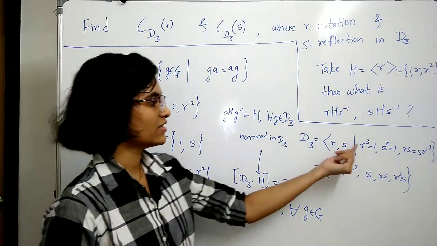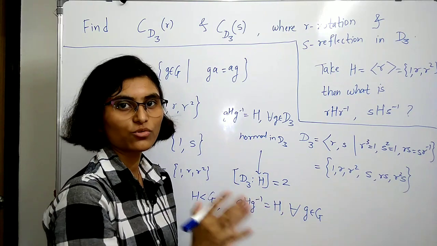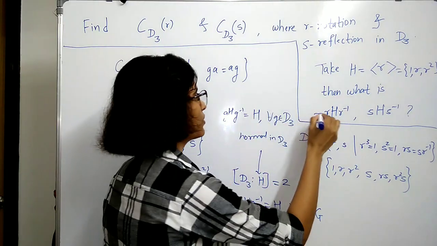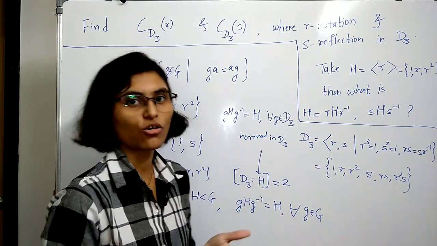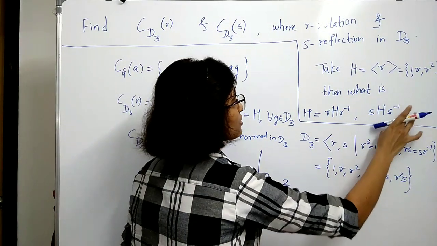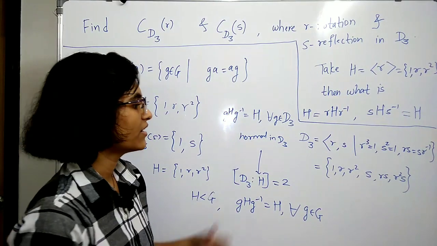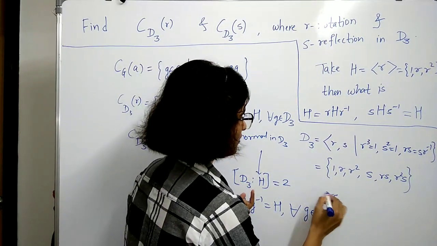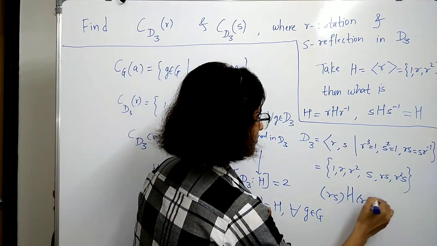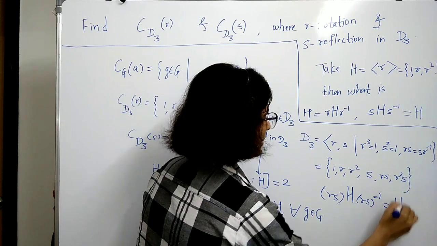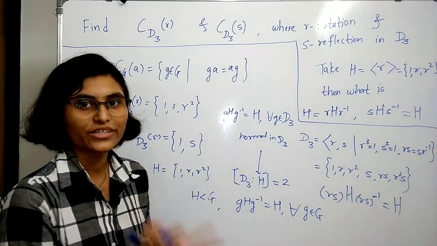And now note that this R H R inverse is just a conjugate of the subgroup H, right? So this is just equal to H. Similarly, S H S inverse is again a conjugate of the subgroup H. So this is same as H. In fact, you take any element, say RS from this group times H, RS inverse, it is same as H by the same argument, right? So this is all about D3.